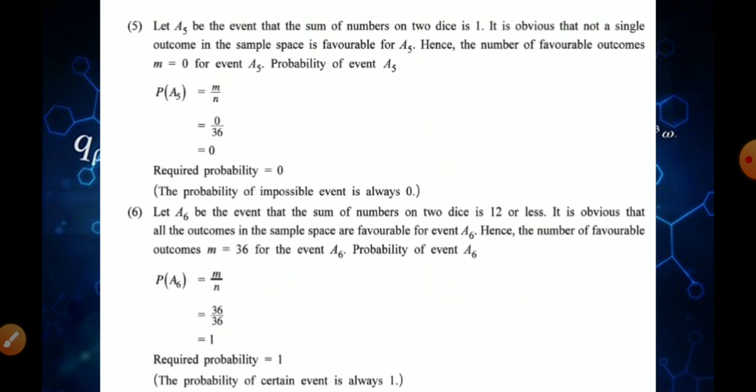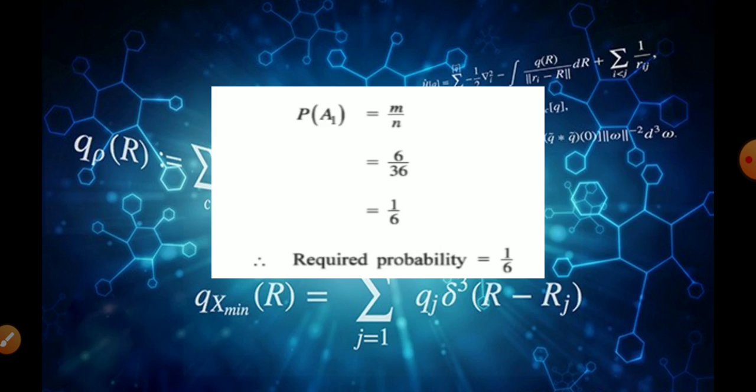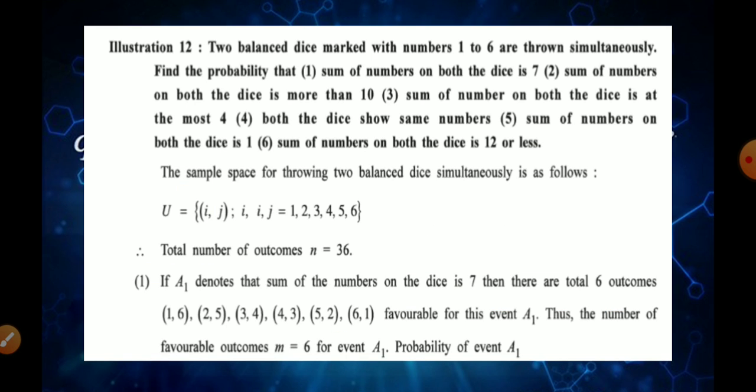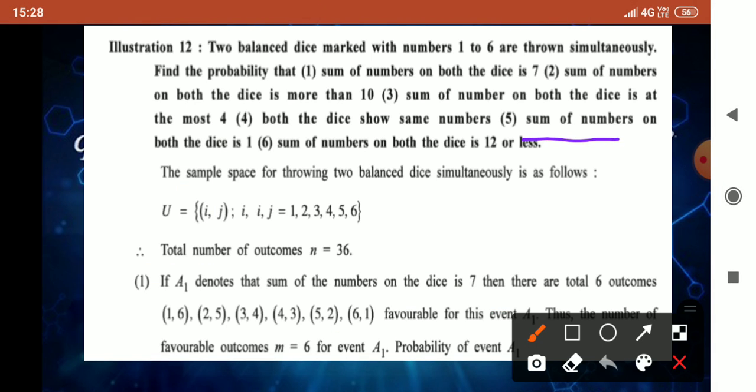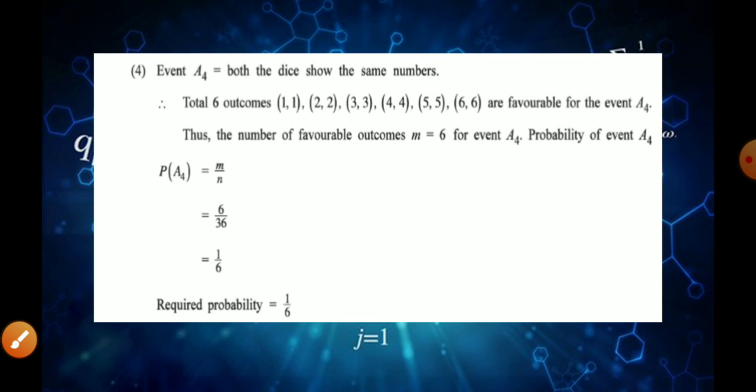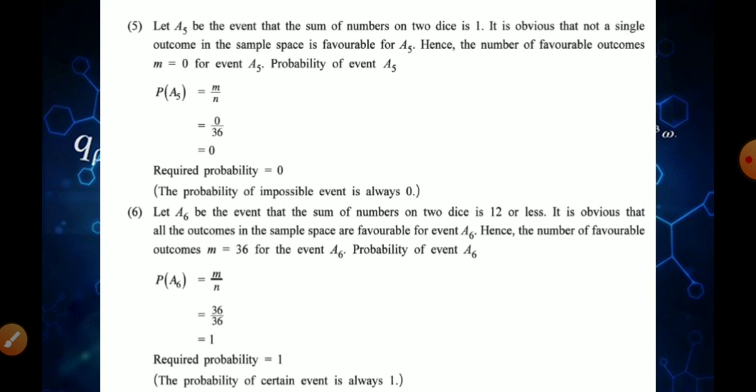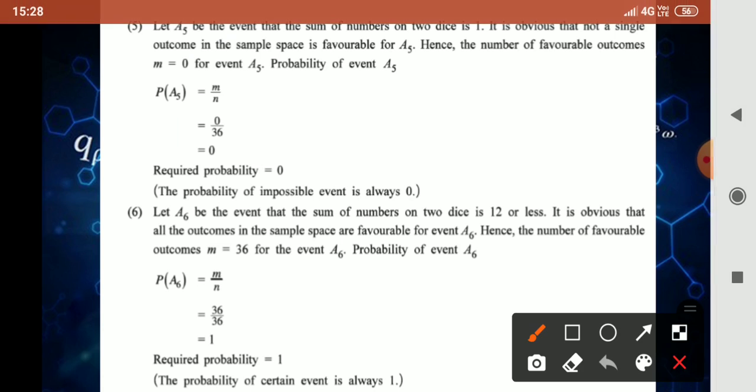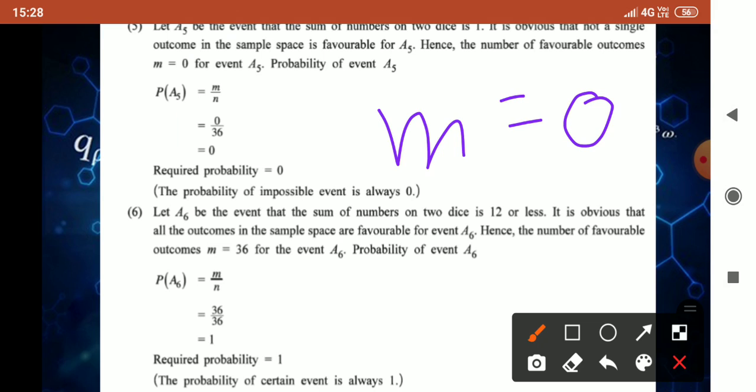Okay. Here, let us see in the sum. The sum of the numbers on both the dice is 1. Okay. We have to see that the sum of the numbers on both the dice is 1. See, there cannot be any number whose sum will be 1. So my m will be 0, and 0 by 36 is 0. So the probability is 0, which is an impossible event.